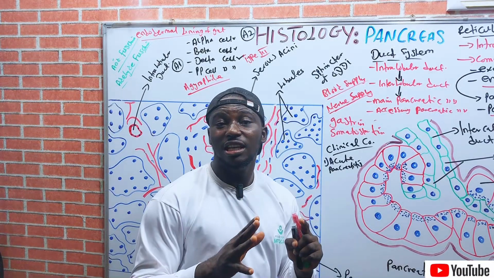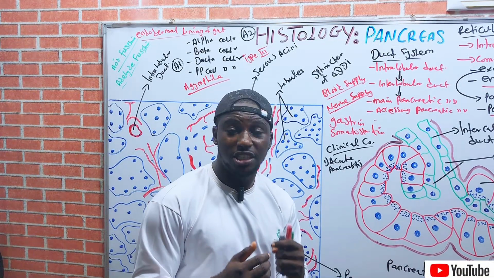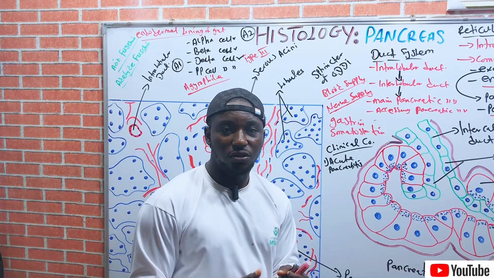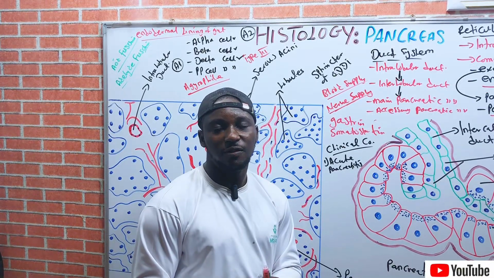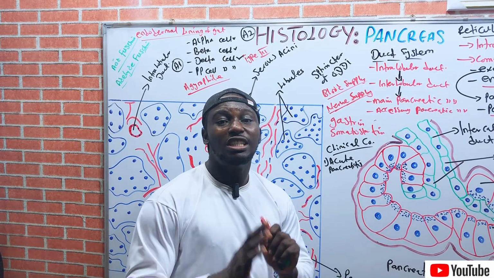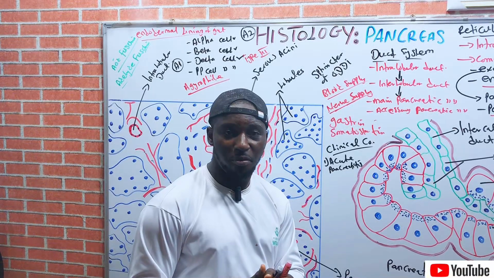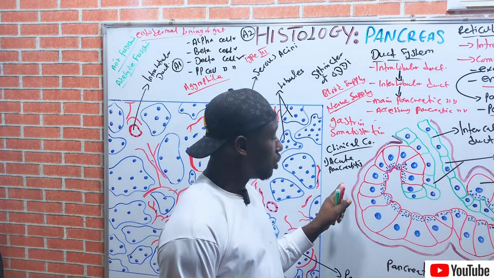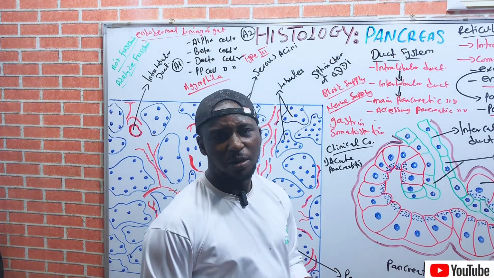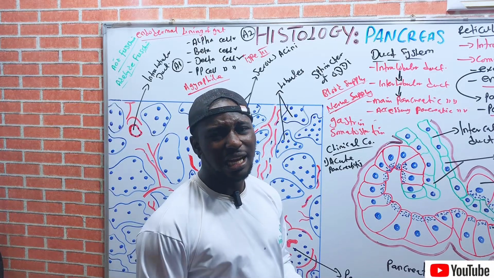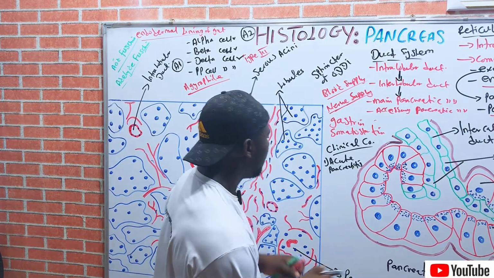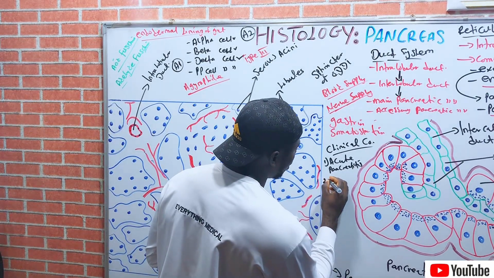It is mostly seen in adults ranging from 40 to 70 years, but it is more prevalent in females compared to males. That is acute pancreatitis, an acute inflammation of the pancreas presenting clinically as acute what? Abdomen. Number two is chronic pancreatitis.